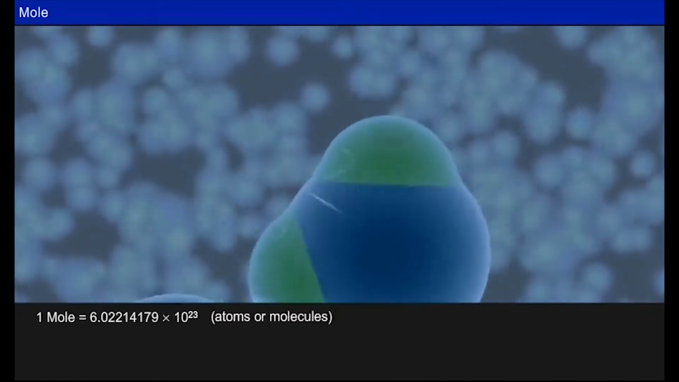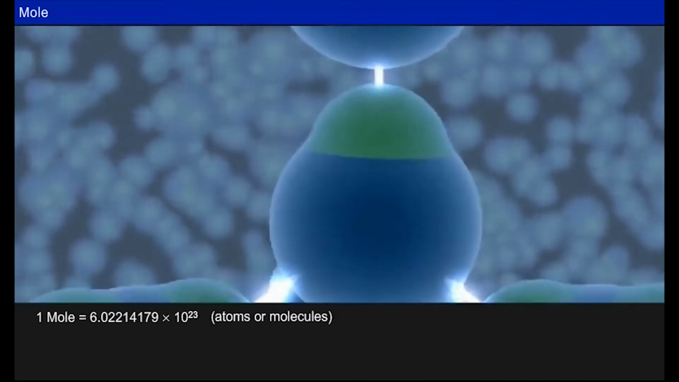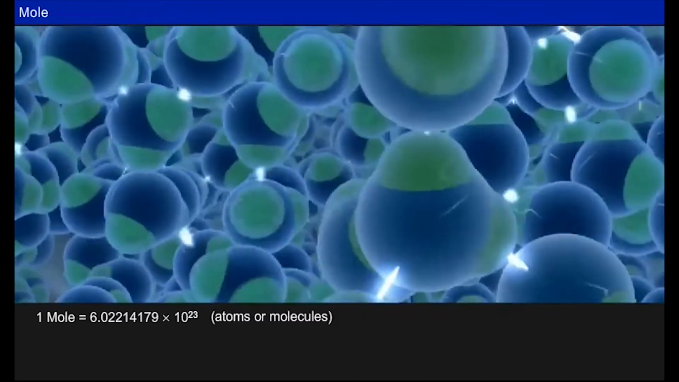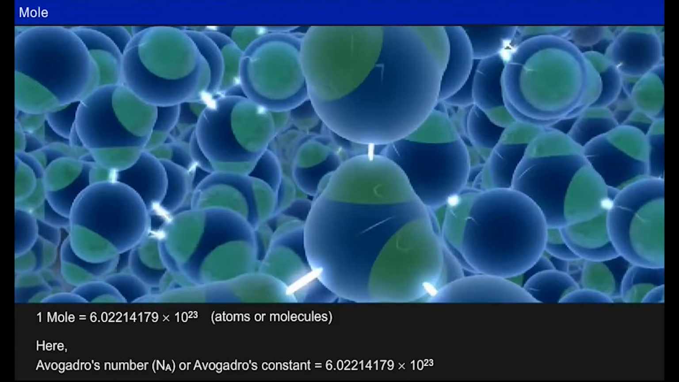Similarly, 1 mole is equal to 6.02 × 10^23 atoms or other elementary units such as molecules. Here the number used, that is 6.02 × 10^23, is called Avogadro's number, Na, or Avogadro's constant.